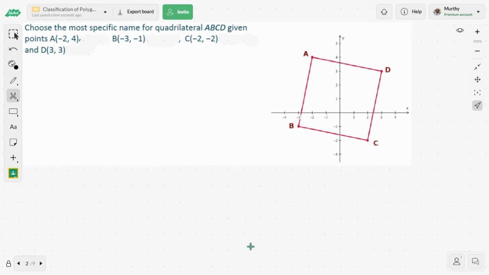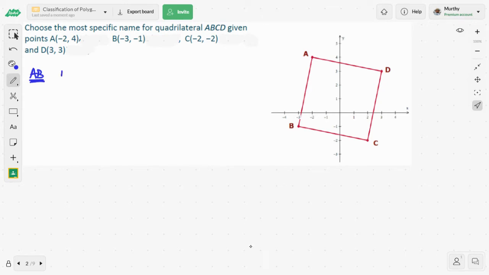Actually, this one seems to be a square because all four sides seem to be equal. So let's confirm. Let me find the length of AB, then the length of BC, the length of DC, and the length of AD. All these four sides you have to find the length of. So let me find the length of AB. Please mention which side length you are taking.